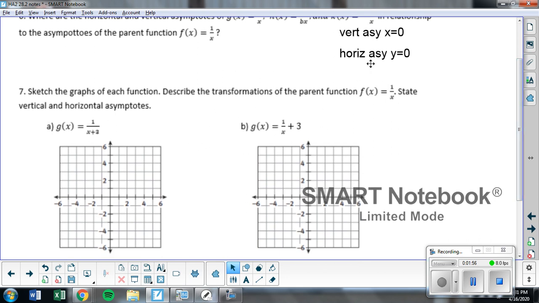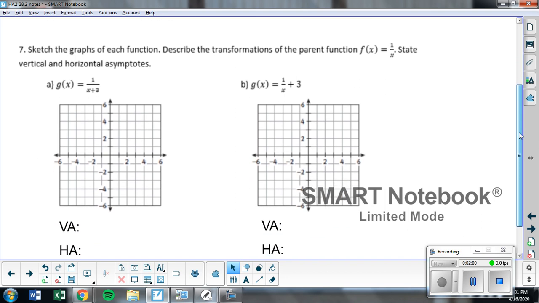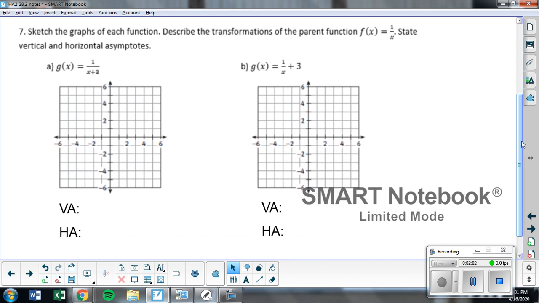Notice there's some adding going on here. That is when your vertical or horizontal asymptotes may change. Number 7, sketch the graphs of each function, describe the transformation of the parent function, state the vertical and horizontal asymptotes. Let's start with the parent function. So the parent function, do I want to draw the asymptotes? Sure, I will. So I have this.